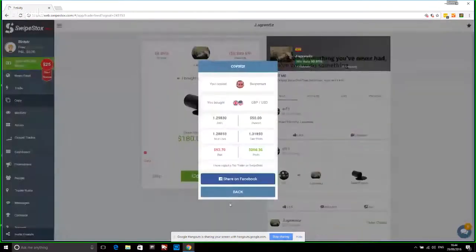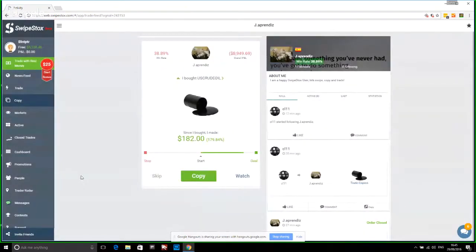And the trade should be executed. I can share it on Facebook, or if I don't want to brag about it just yet, maybe just when I made money, I'm just going to go back. And if I want to monitor this trade, I'm going to have to go on active.